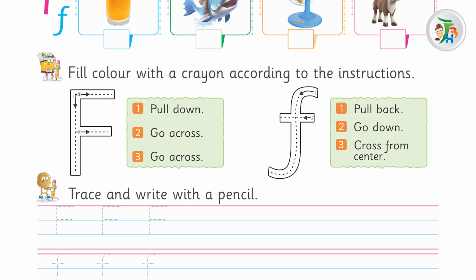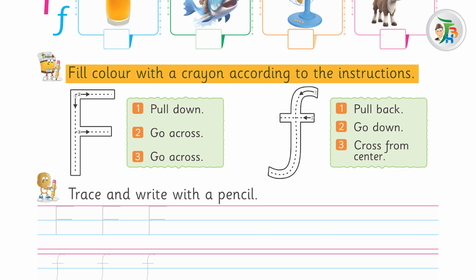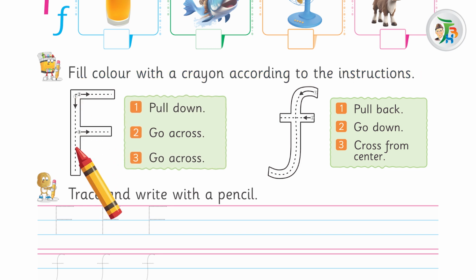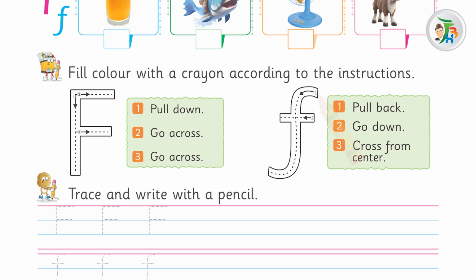Now this is the formation of letter F. Hold the crayon and start writing F. How we are going to write it is pull down, go across, go across. This is how we write capital letter F. And for the small letter F, pull back, go down, cross from center. This is how we write a small letter F.